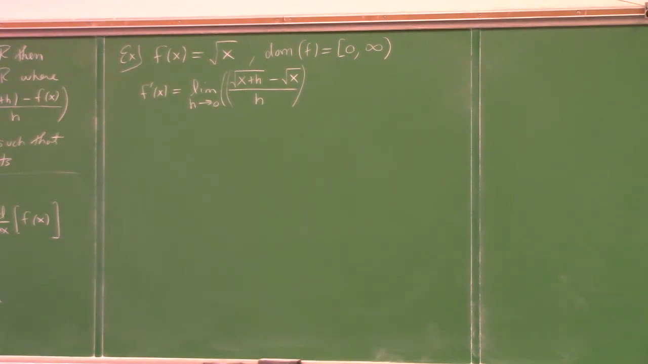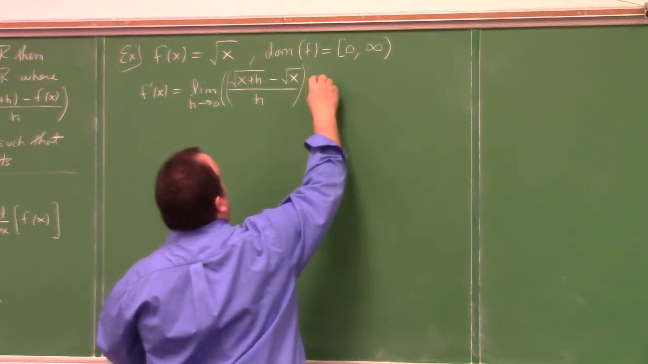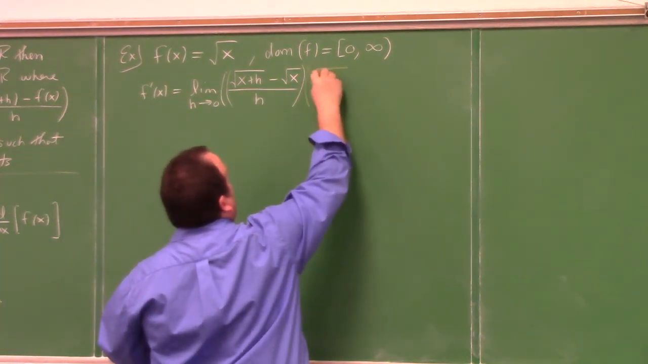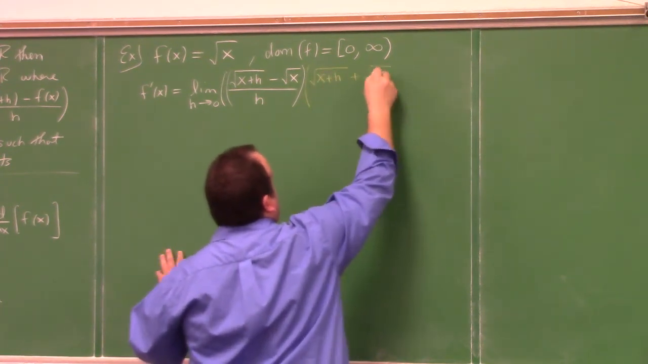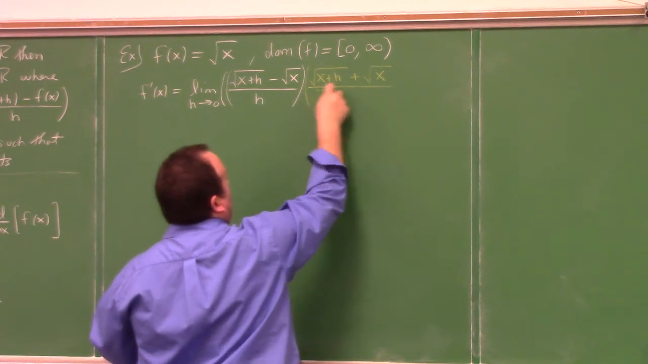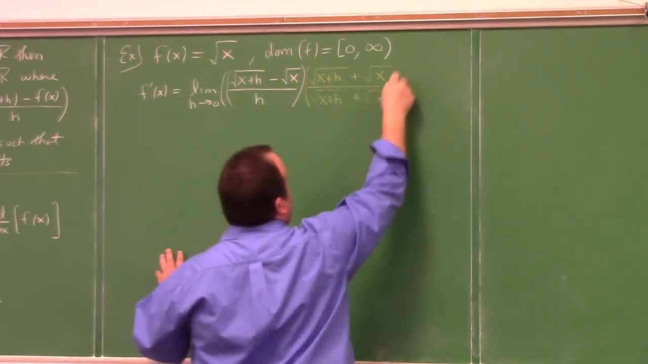What trick are we going to use? We're going to use that rationalization trick, right? So let's see here. What we're going to do is multiply by the square root of x plus h plus the square root of x, divided by the square root of x plus h plus the square root of x.